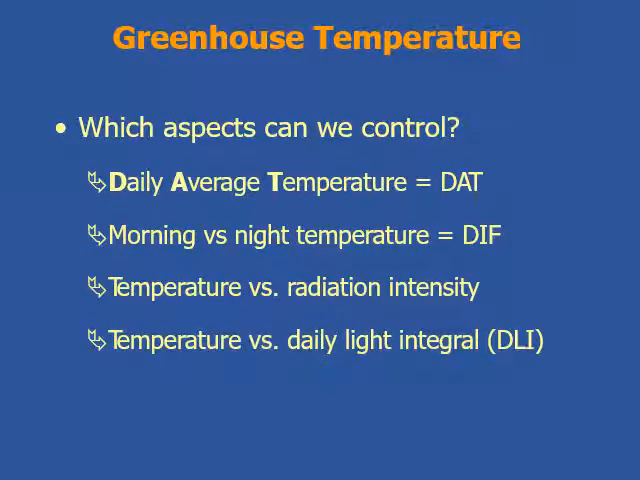So something I introduced last week was the daily average temperature, right? Just like I did the DLI, the daily light integral. So you've got your daily average temperature. That factors in both day and night. So if you have a daytime temperature of 20 degrees C for 12 hours and a nighttime of 10, your average for the day is 15.